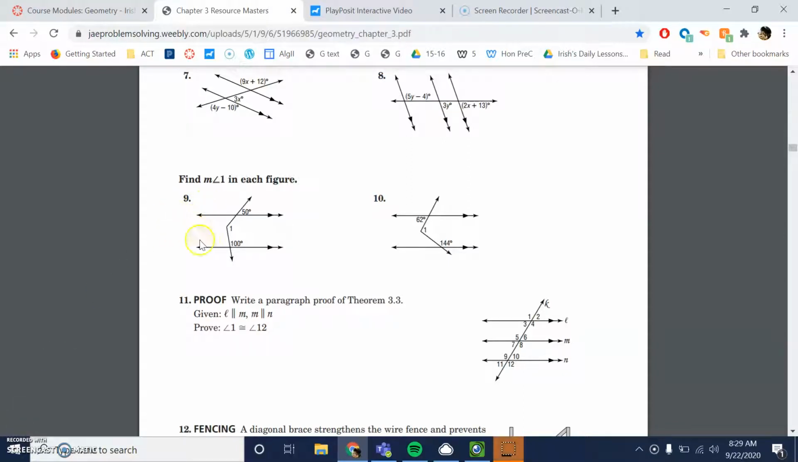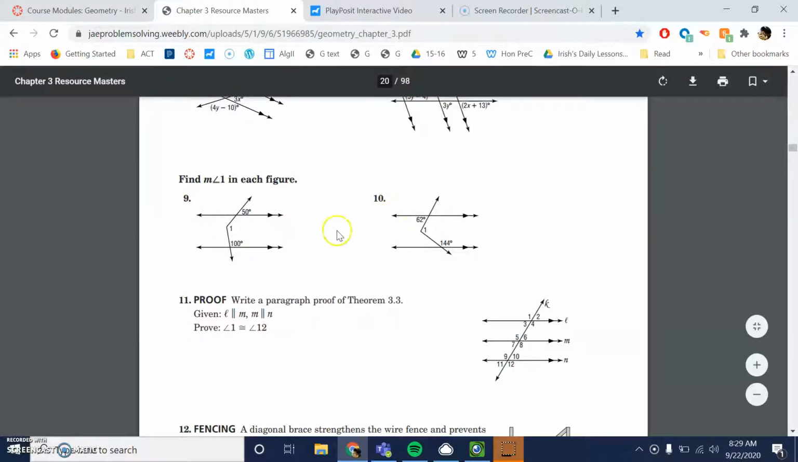All right, we're going to look at parallels and transversals in a new way for this video. Here's how they like to put it on the EOC. So they like to do it a little bit trickier, and so we're going to figure it out. So look at 9 and look at 10. Copy these down into your notes right now.